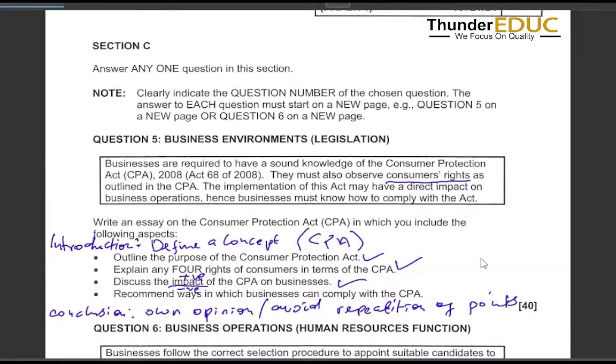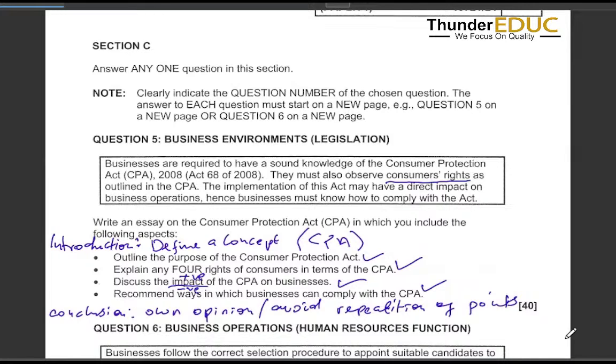Okay, right. So now let's check the last one, where it says recommend ways in which businesses can comply with the Consumer Protection Act. This act is actually being revised on a yearly basis. So in order for businesses to comply with this act, they should make sure that they respect whatsoever guidelines are given in a handout for this particular act.